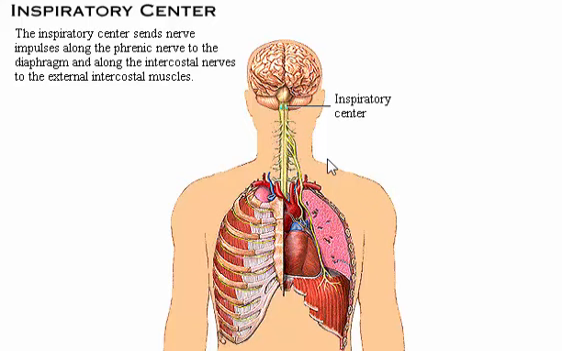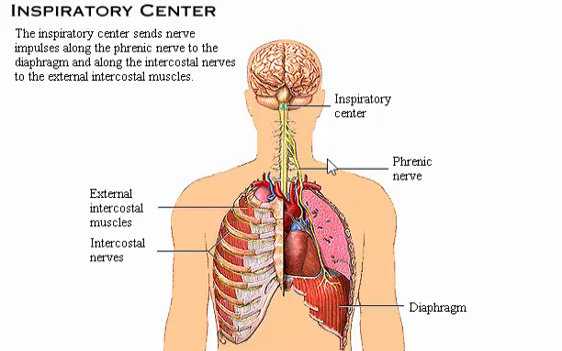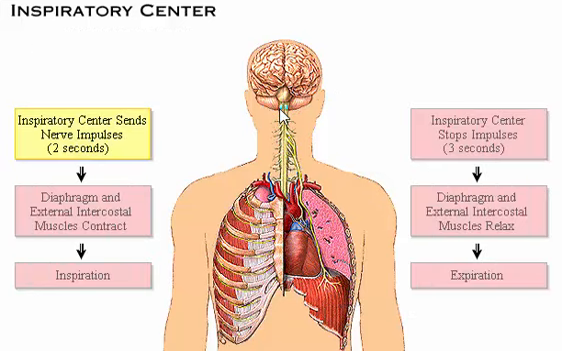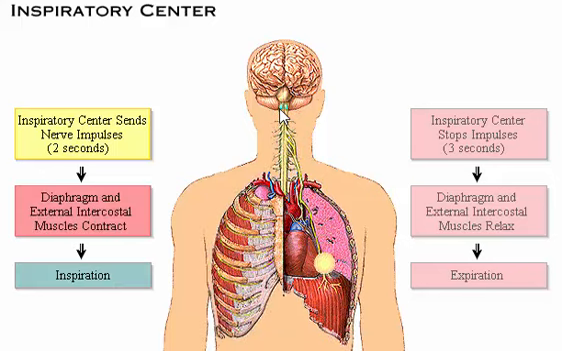The inspiratory center sends nerve impulses along the phrenic nerve to the diaphragm and along the intercostal nerves to the external intercostal muscles. Click the inspiratory center to see how it initiates inspiration. The nerve impulses to the diaphragm and the external intercostal muscles continue for a period of about 2 seconds. This stimulates the inspiratory muscles to contract, initiating inspiration.